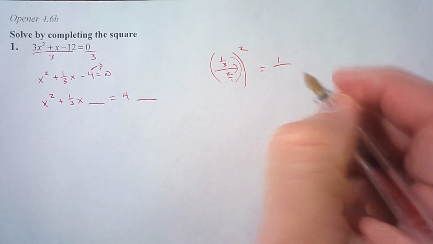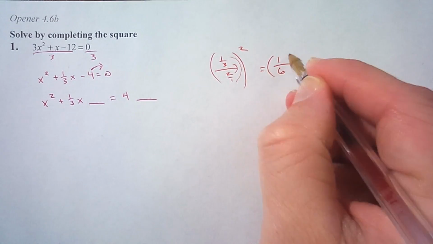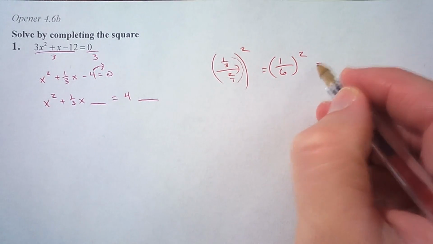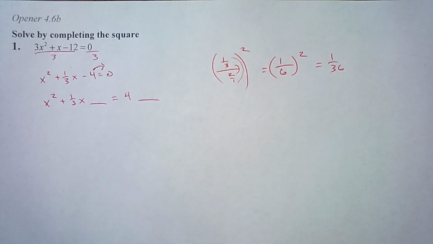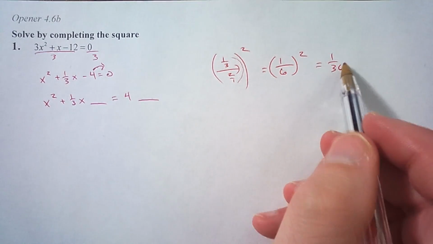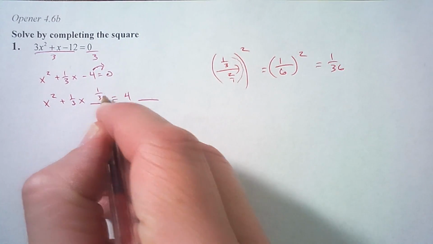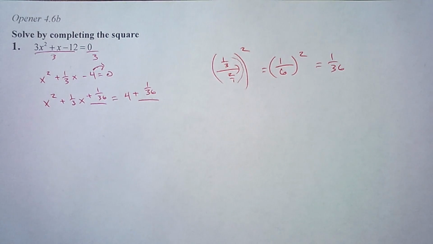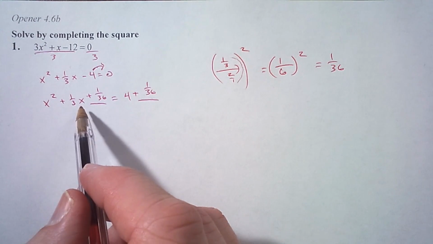And the inner loop gives us a denominator. 3 times 2 is 6. So it's 1/6 squared, which is 1 over 36. So our new c, half of b squared, is 1 over 36. So we are adding 1/36 to both sides.